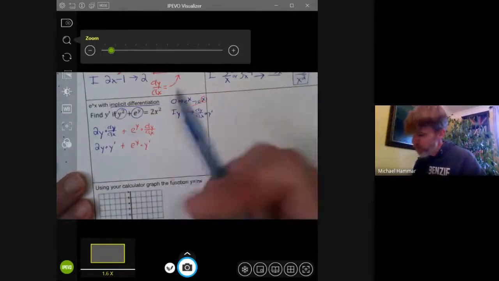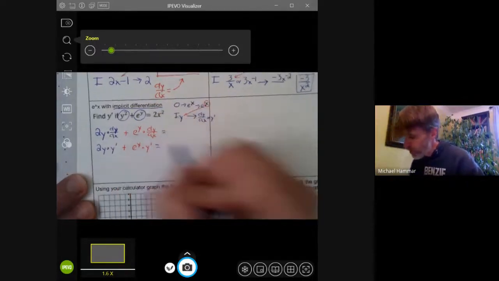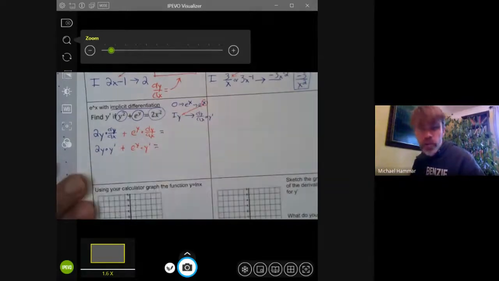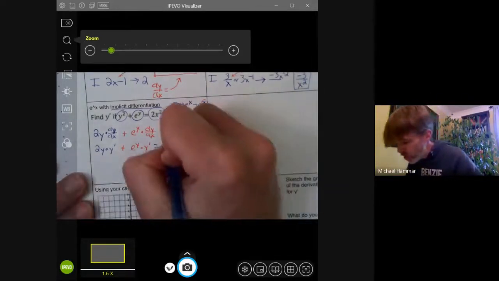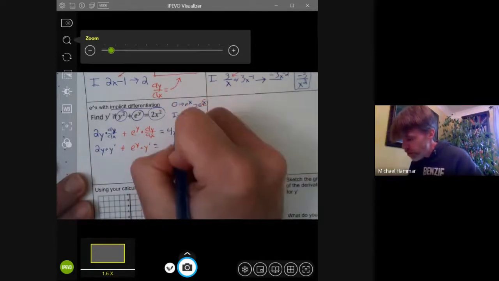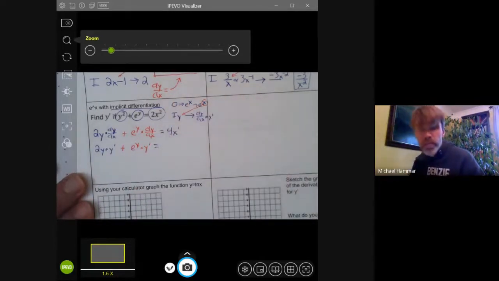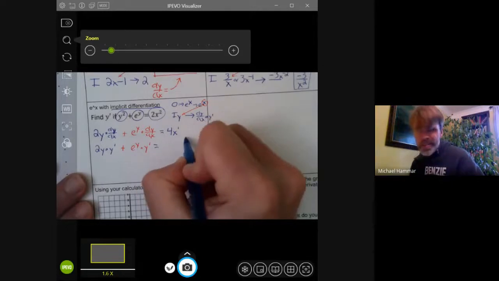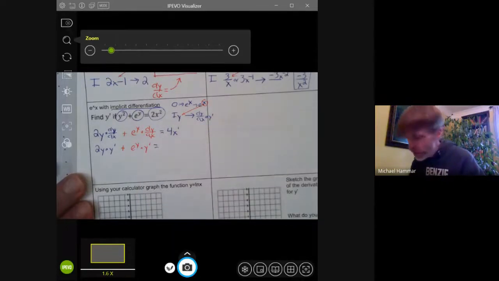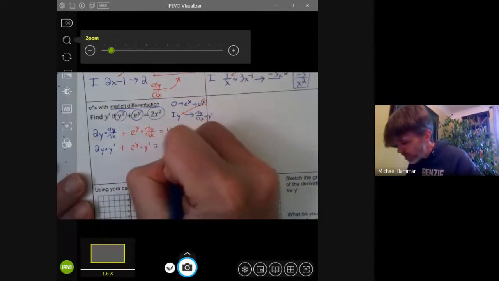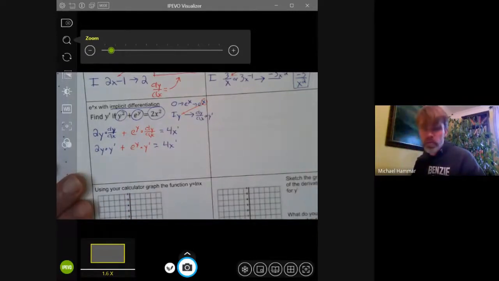Okay? Now, let's move to the next part. Again, we can take the derivative of all the pieces. Now, this is with respects to x, so this is just going to be 4x to the first power. Okay? And remember, it's going to be dx over dx, but that's 1, so we don't have to worry about it. So this is just going to be 4x to the first power.